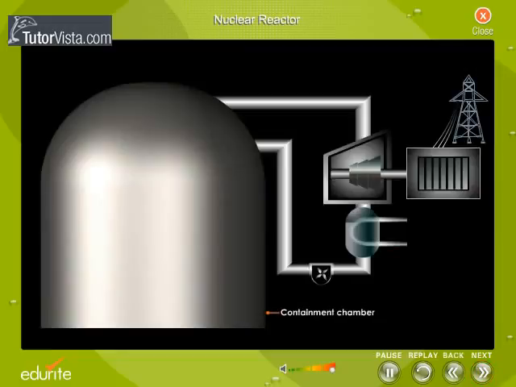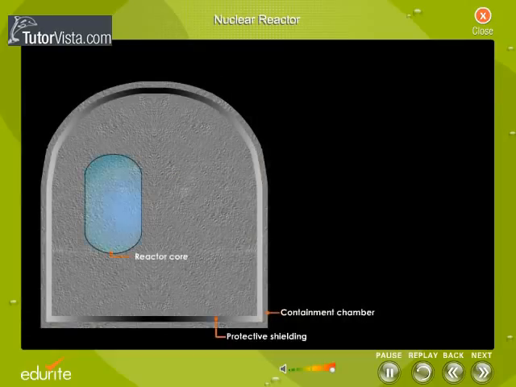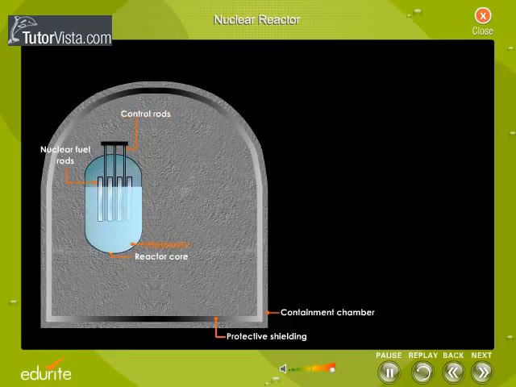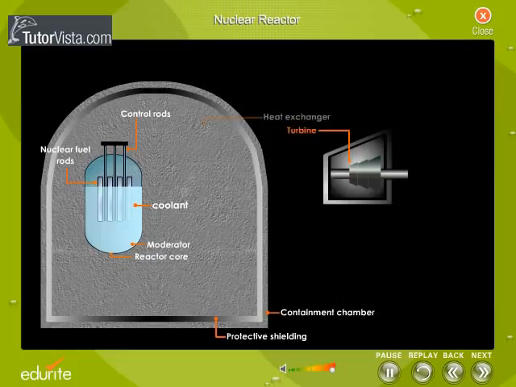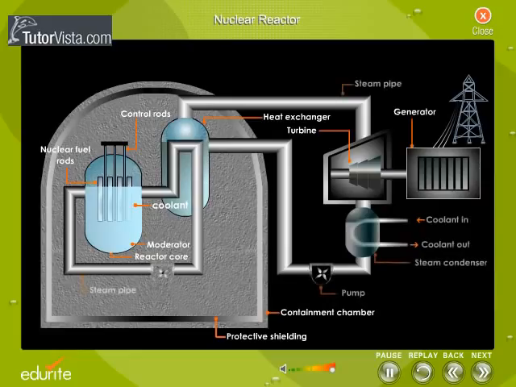Here you have an external view of a pressurized water reactor or PWR. Click on the containment chamber to view the parts of the nuclear reactor core. The reactor core, where the nuclear reactions take place, there are the fuel rods, the control rods, the moderator and the coolant. Outside the core there is a turbine, a heat exchanger and a part of the cooling system. Click on the labels to know their function.